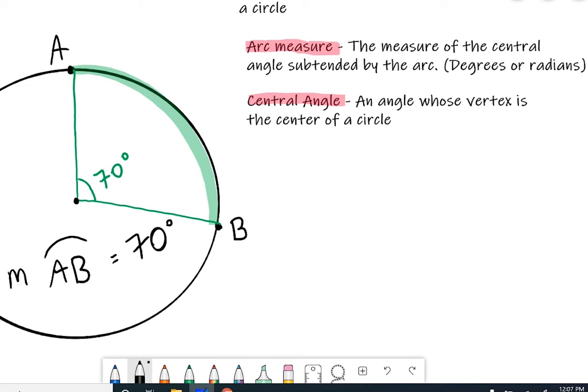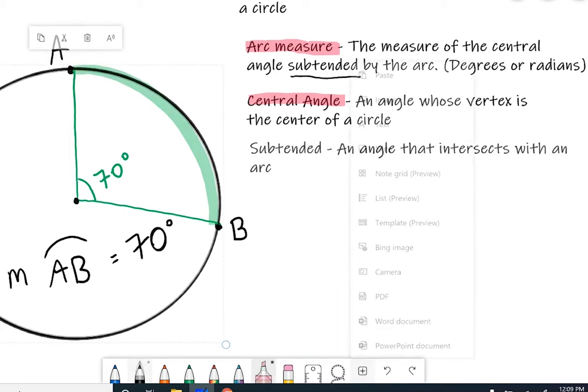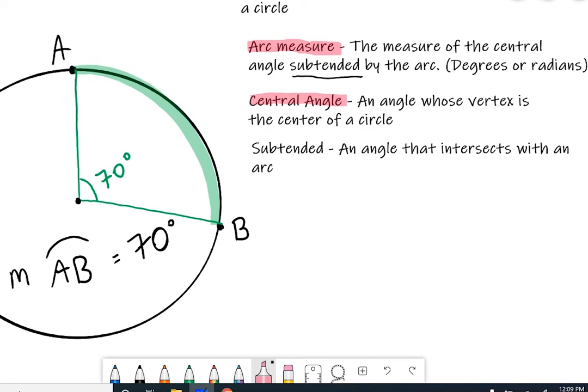Now, there's another word up here that's super confusing, this word subtended. So let's go ahead and define that. Subtended is just a fancy way of saying an angle that intersects with an arc. So this 70-degree angle is subtended because it intersects with that arc AB. You're not going to hear me using the word subtended very often, but it does come up on Khan Academy, so I want you to know what it means. So that's the measure of an arc.